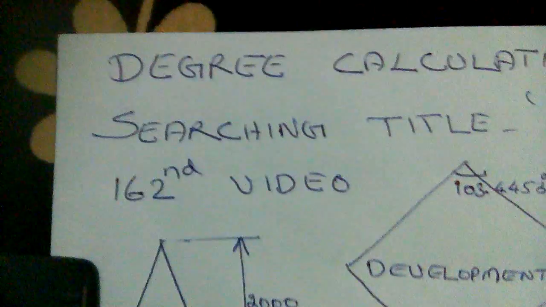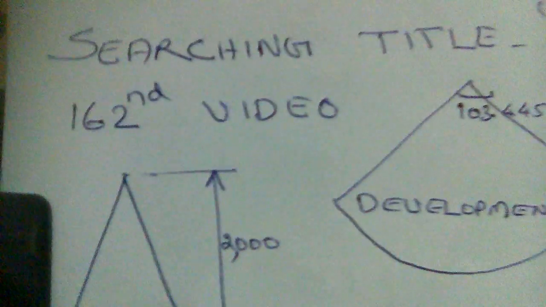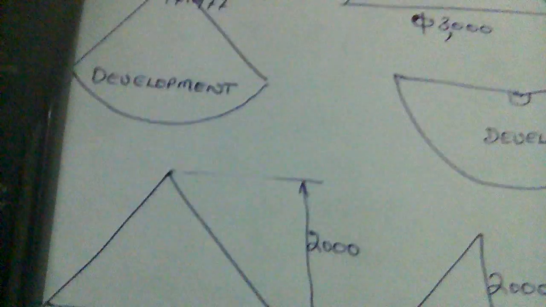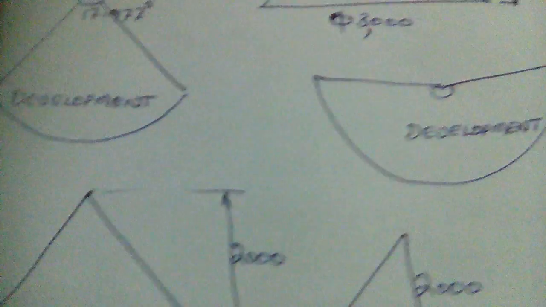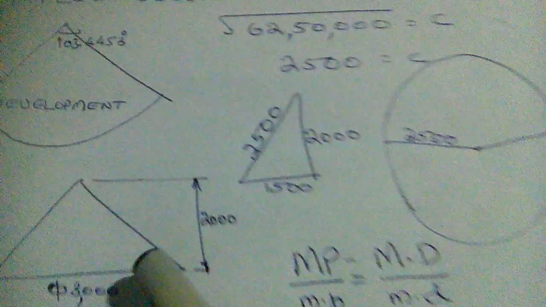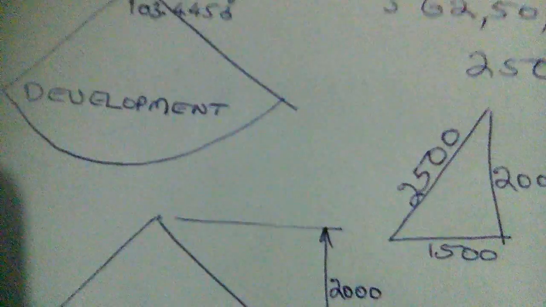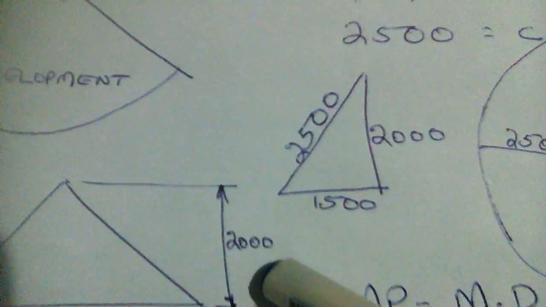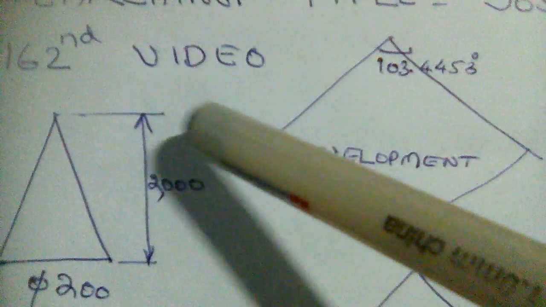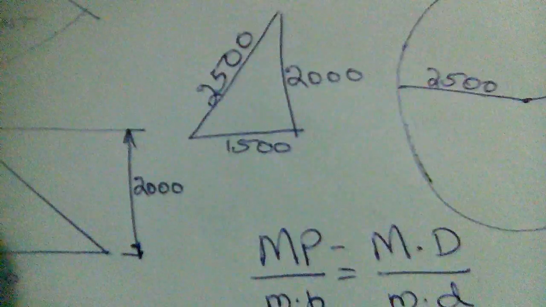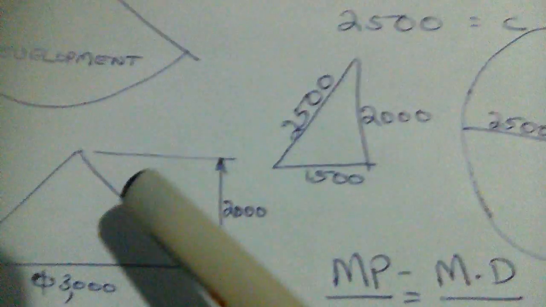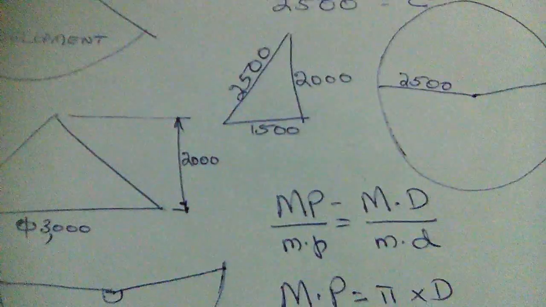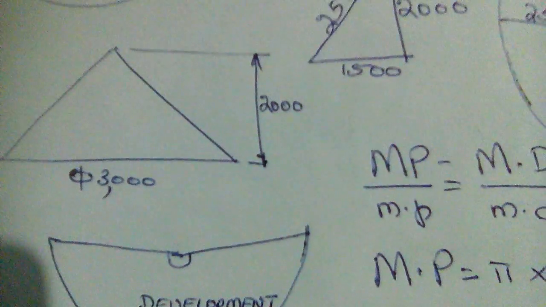So we studied about two cones. One is having 200 diameter and 2000 vertical height. Another one is having 1200 diameter and its vertical height is 2000. And now we are going to study about one more cone which is having a diameter of 3000 and its vertical height is 2000. Everywhere vertical height was 2000. Now here also we are using 2000. So we have to find out its development like this.